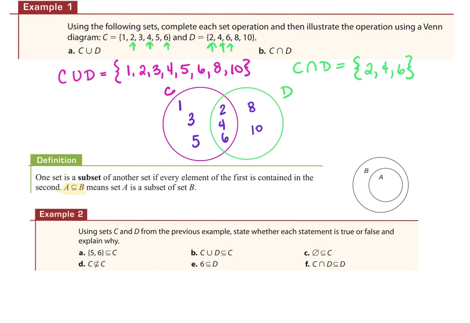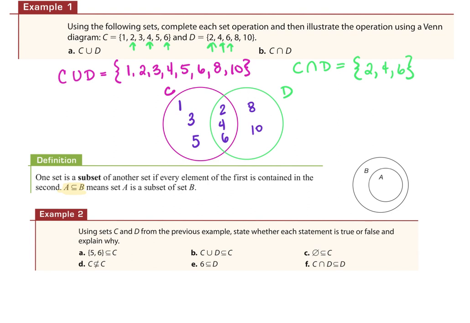Now, if it wanted me to shade my answers, I would shade whatever it's talking about. So if it wanted me to shade the intersection, I would shade this part. If it wanted me to shade the union, I would shade the whole thing to explain what my answer was. But that is the Venn diagram for those 2 sets. Questions on Venn diagrams?